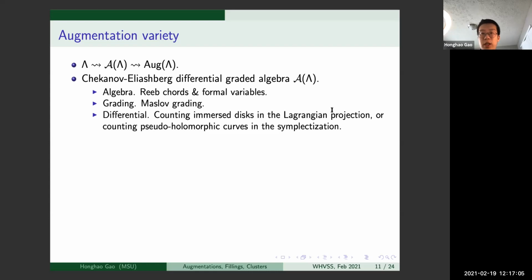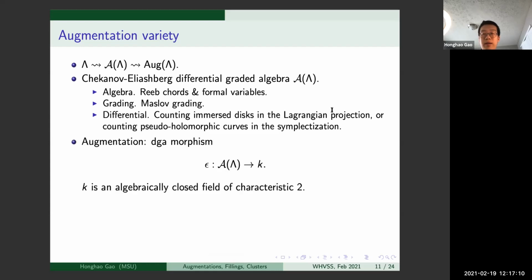Once we have this DGA in hand, we can define the augmentation, which is the DGA morphism from the Chekanov-Eliashberg DGA to this trivial DGA, where I put a ground field at degree 0 and set all the differentials to be 0. So what we want to do in this talk is set this ground field to be an algebraically closed field of characteristic 2. I'll explain this slightly more later.